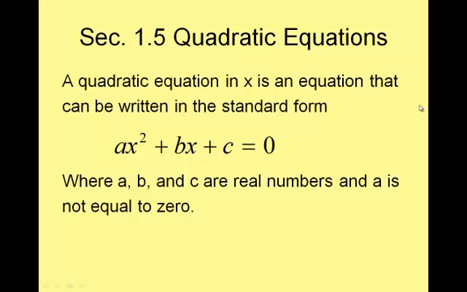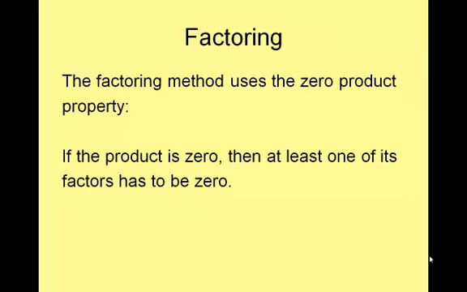This section we cover 3 different ways to solve a quadratic equation. We can use the factoring method, or a square root method, or completing the square, which leads to the quadratic formula. One of the ways we can solve quadratic equations is by factoring. The factoring method uses the zero product property. If the product is 0, then at least one of its factors has to be 0.